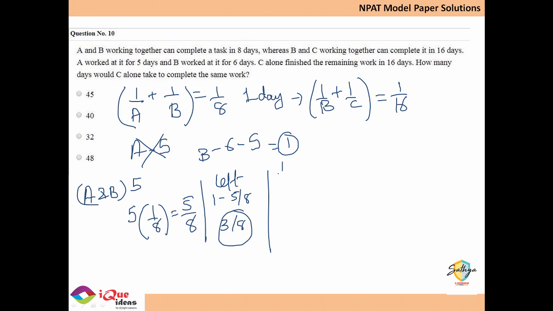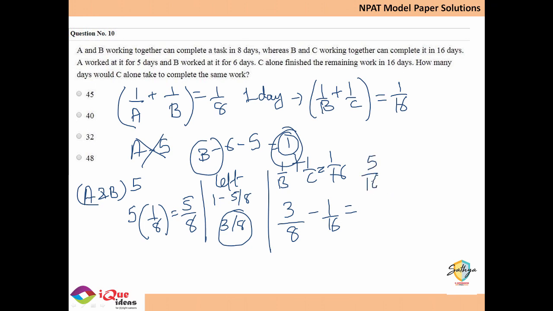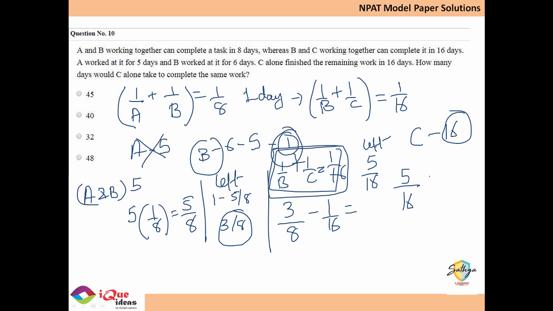So 1 upon B plus 1 upon C is already given as 1 upon 16. So B and C working together completed 1 upon 16. So from 3 by 8 you subtract 1 upon 16. Then you get the amount of work which is left is 5 by 16. Now C finishes the work in 16 days. But C has already worked 1 day with B, right? So the amount 5 by 16 is completed by C in 15 days.